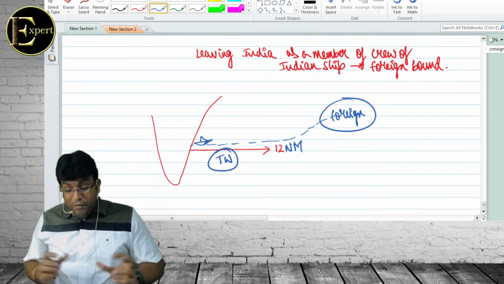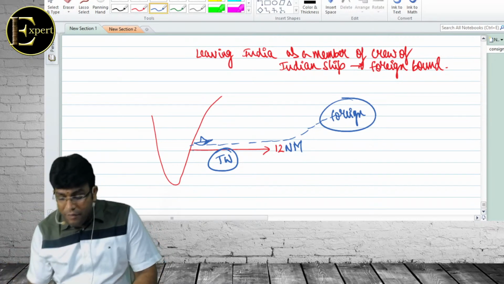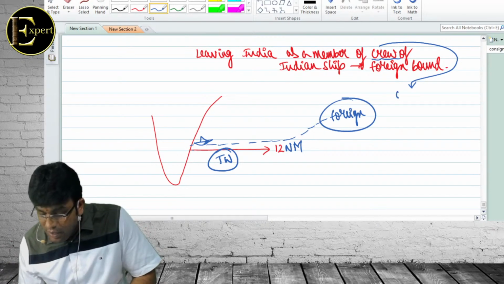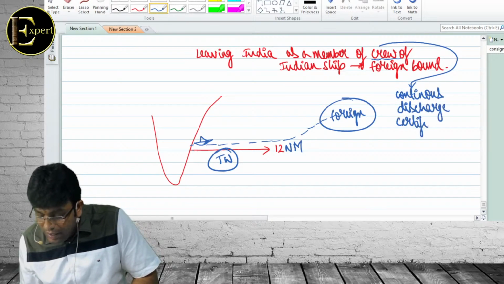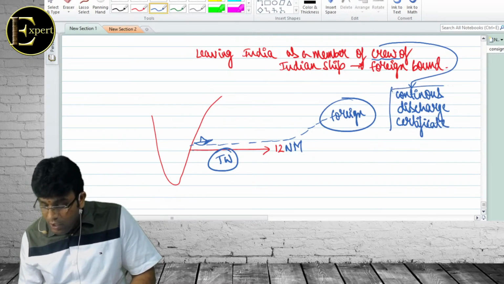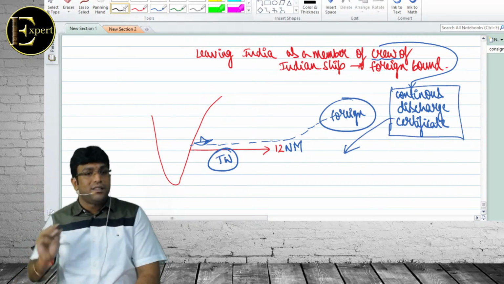Then they told, we will introduce some concept. What is that concept they introduced? For every person who is working as a crew, they will have something called continuous discharge certificate. This is something like an identity card that they carry, called CDC, technically called continuous discharge certificate.